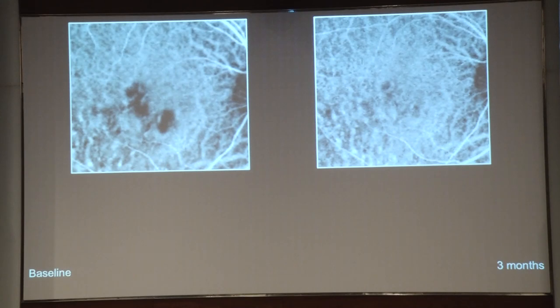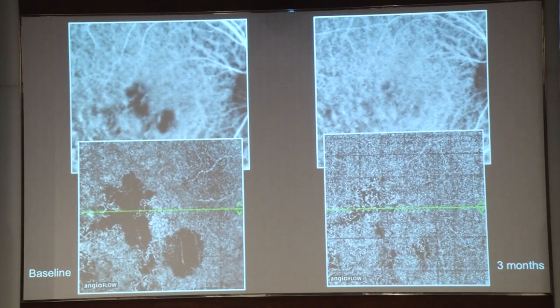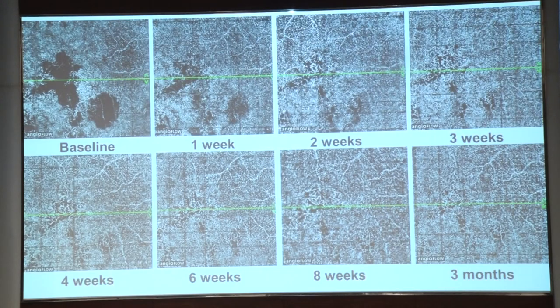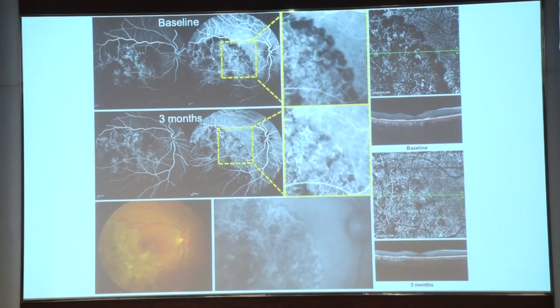So this is the comparison of ICG baseline and follow-up, and you realize that there is a minimum disturbance on the OCT angiography choriocapillaris slab. So it exactly corresponds to your ICG. So the healing of lesions is accompanied by reduction in the flow deficit on OCT angio. So you can use OCT angiography to follow up these lesions periodically. So you can see the resolution. Now this becomes important, especially when you want to plan a therapeutic intervention. For example, you want to initiate immunosuppression, or let's say you are at a point where you want to start tapering immunosuppression. So you can look at these images.